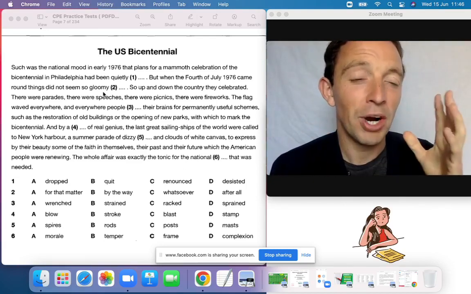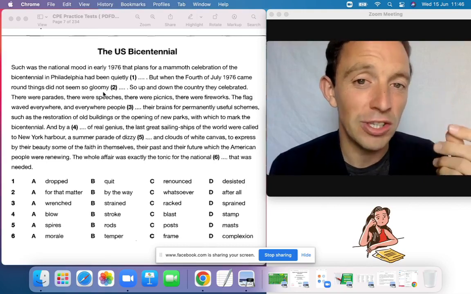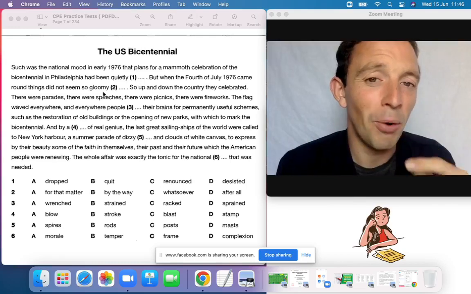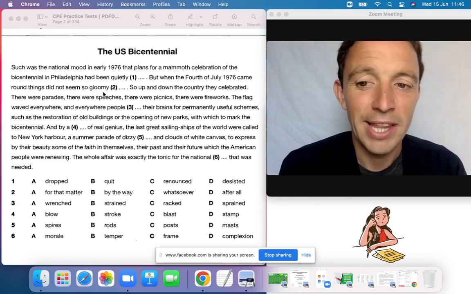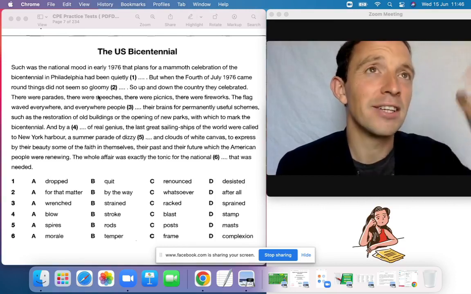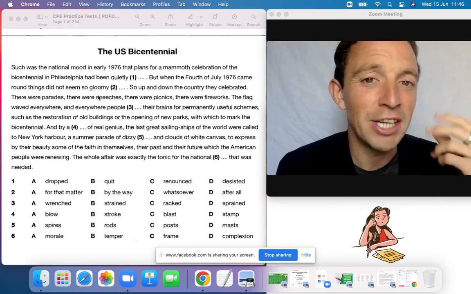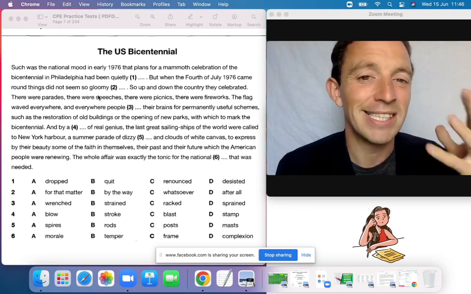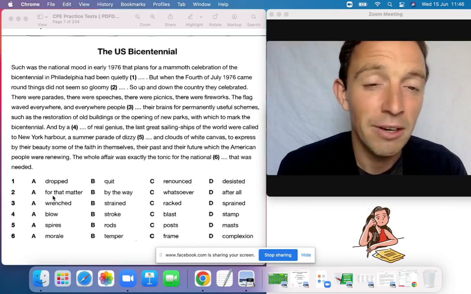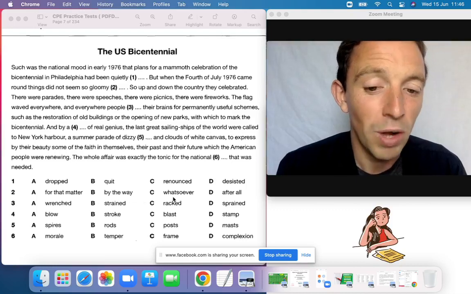Or when the person is feeling unconscious, they finally come round and they feel better. So it's a really important combination. Things did not seem so gloomy. Gloomy means depressing. The weather is very gloomy, very depressing, very dark, very grey, very sad. And the best answer here is they did not seem depressing.